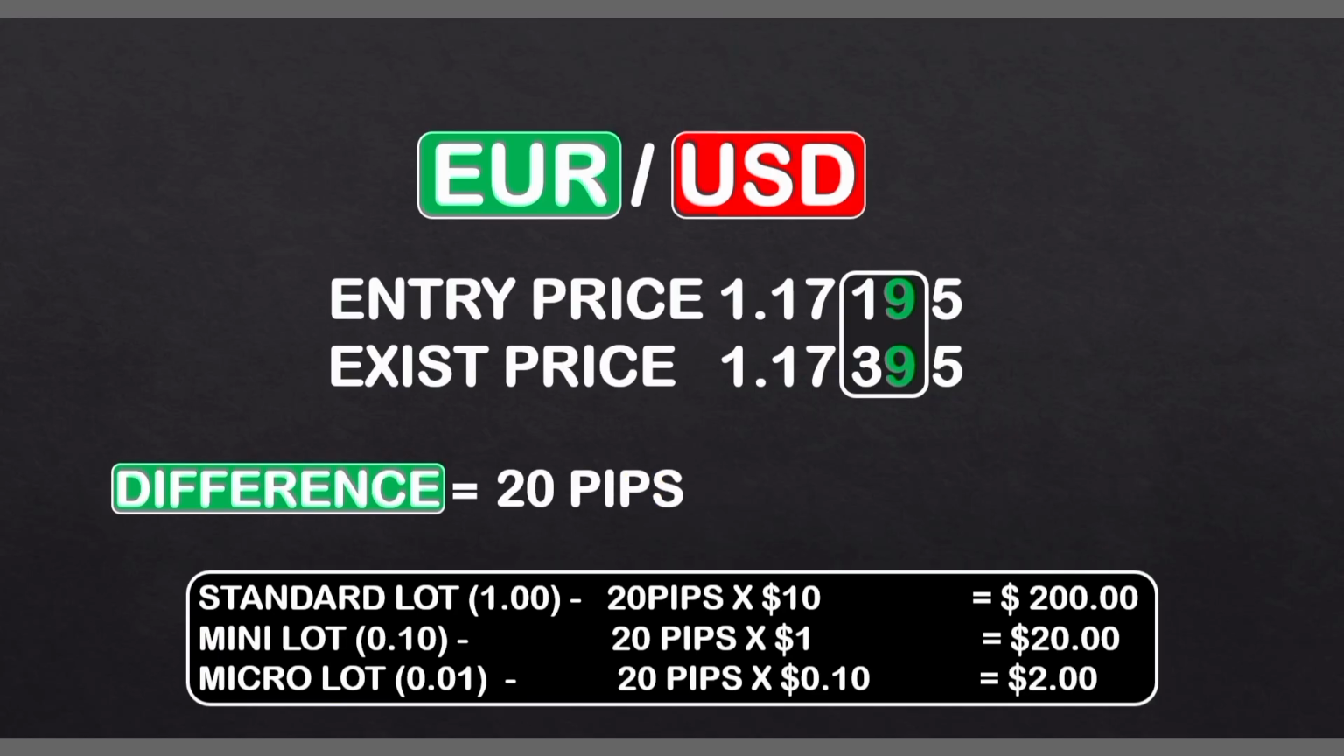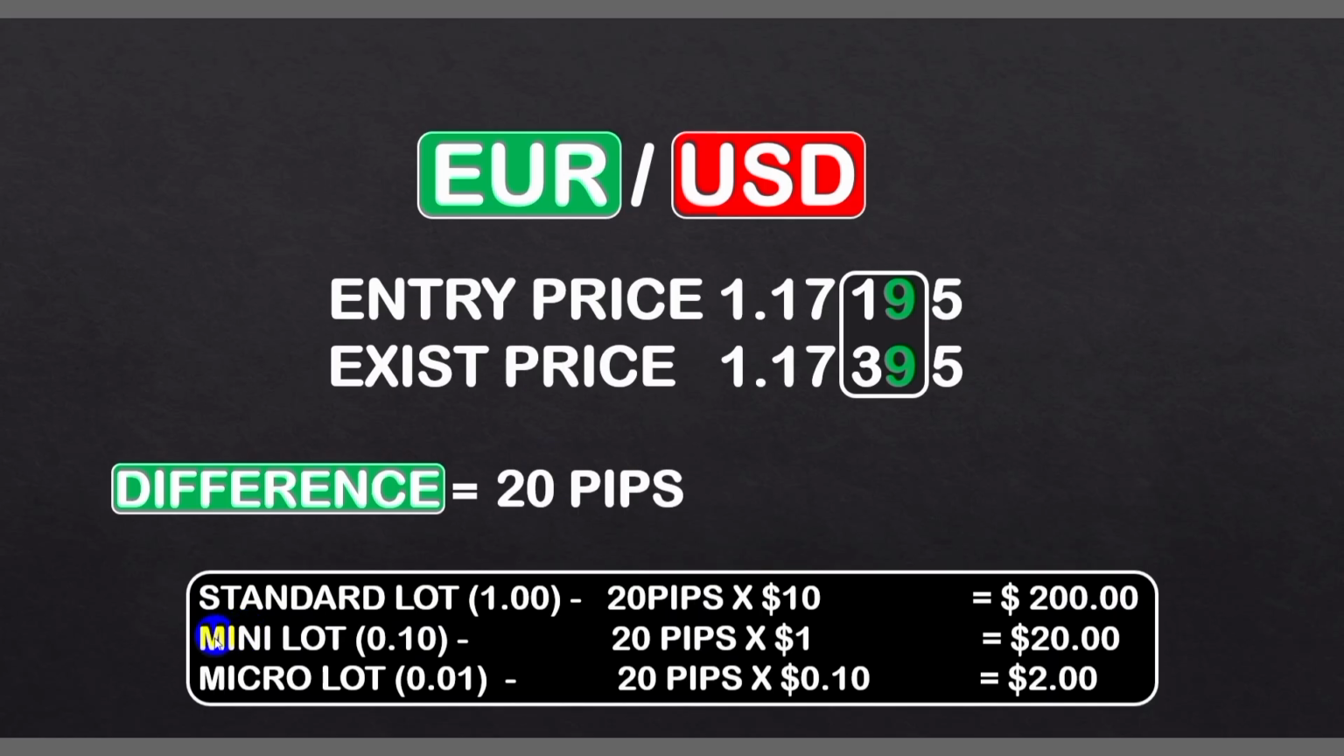Now, when you're using a standard lot of 1.0, for every pip move you make $10. So for this particular trade setup, 20 pips multiplied by $10 means you're going to make $200 for this 20 pips movement. So the pip value for this move is actually $200.